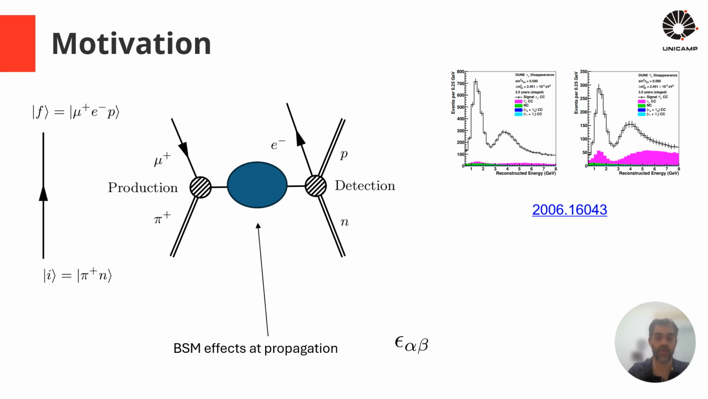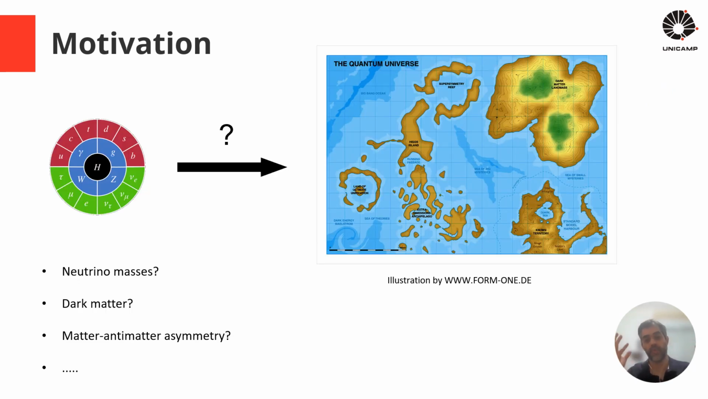So that's a very phenomenological way to see how BSM effects can show up in a long baseline experiment like DUNE. But you can also think in a broader way, because as we know today, we have the Standard Model, which is very nice, but it has a couple of problems. One is that it does not provide a mechanism for neutrino masses. You also don't have a dark matter candidate. You don't have a compelling explanation for the matter-antimatter asymmetry. And you can think of other problems as well.